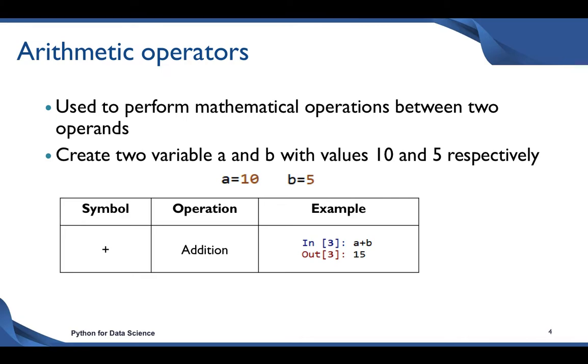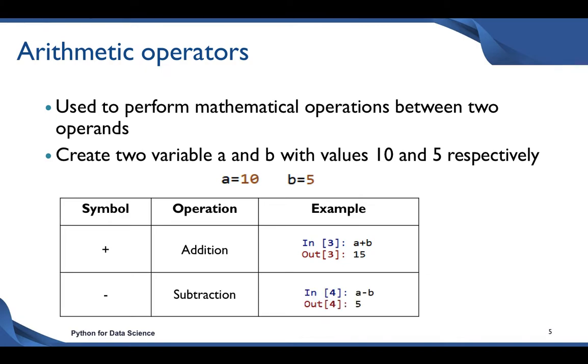And what are arithmetic operators? Arithmetic operators are the operators which are used to perform mathematical operations between two operands. For example, we have created two variables named a and b with values 10 and 5 respectively. Now in order to add these two variables we need an operator that is denoted by a plus symbol, and the operation which it does is addition. That's why it is known as an arithmetic operator, because it performs a mathematical operation.